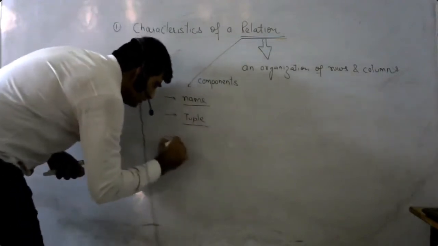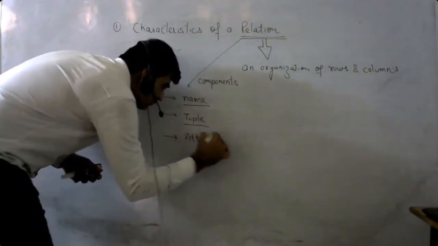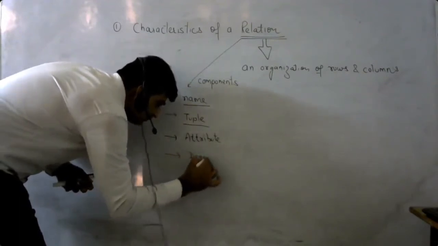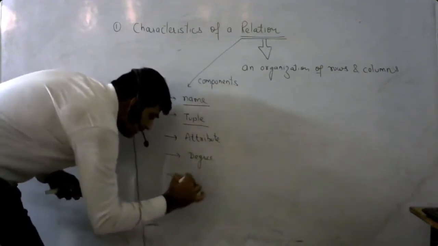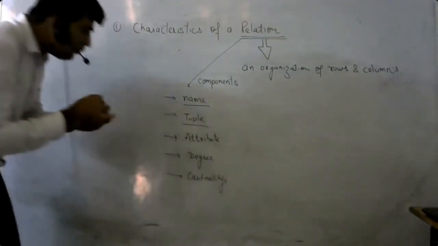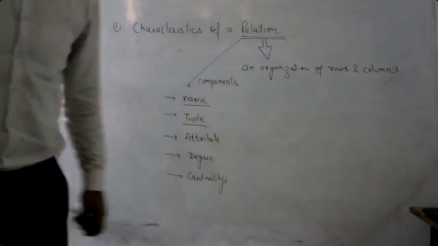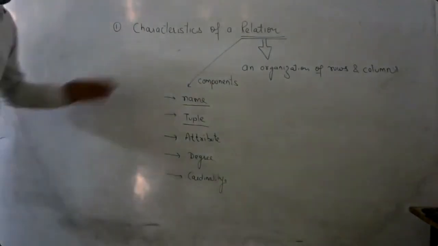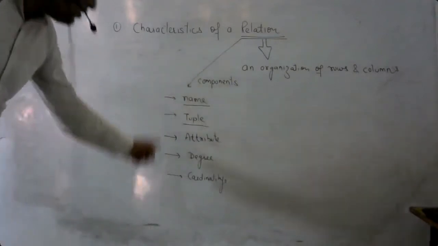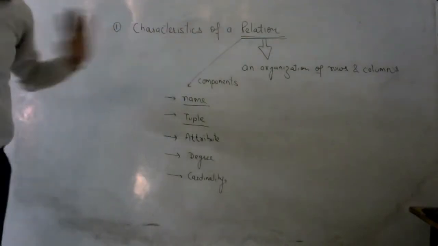Third component was attribute. Fourth component was degree. And fifth component was cardinality. Now, if you know these components, you can easily answer what the different characteristics of a relation are. I'm telling you once more, listen carefully: if you have an idea of the different components in a relation, you can answer the characteristics very easily.